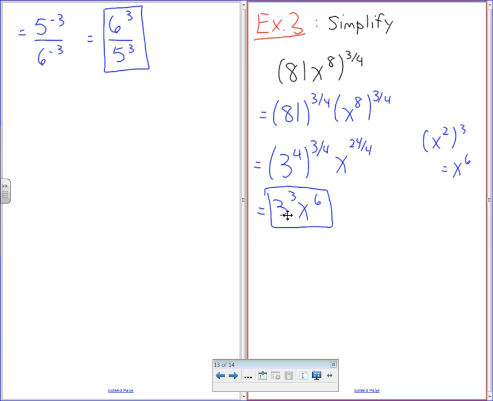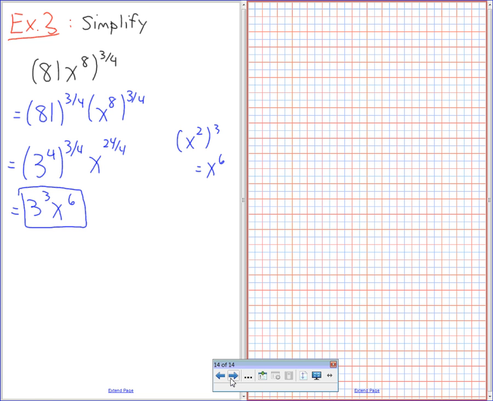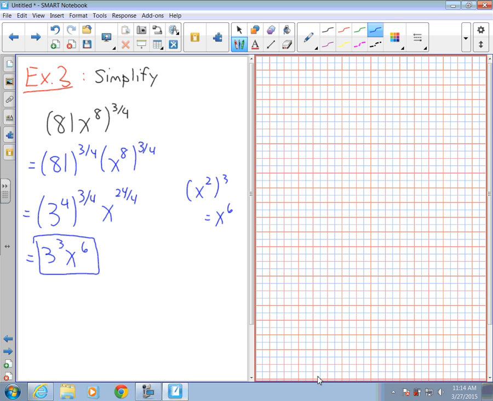Could you simplify that to 27? No. You can, but you don't need to. Okay, so leave it as that. All right, I want you to try example 4 for me right now. Oh, goodness. Can I get rid of that somehow? I think.